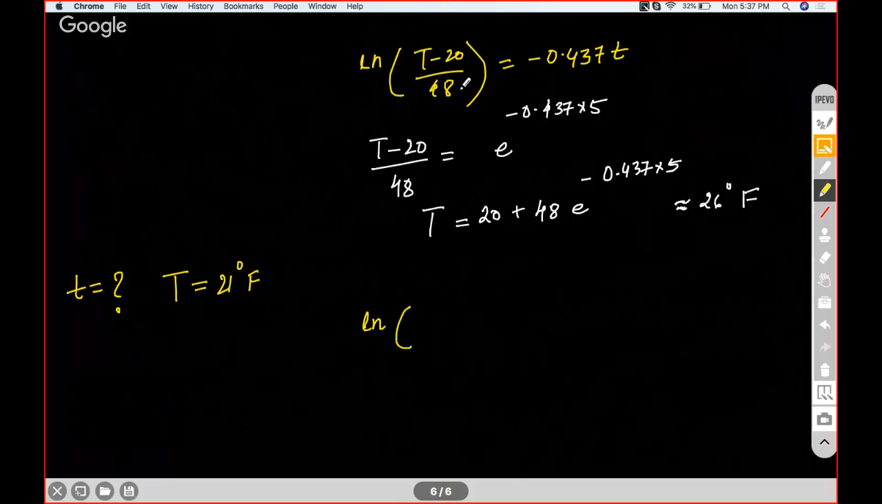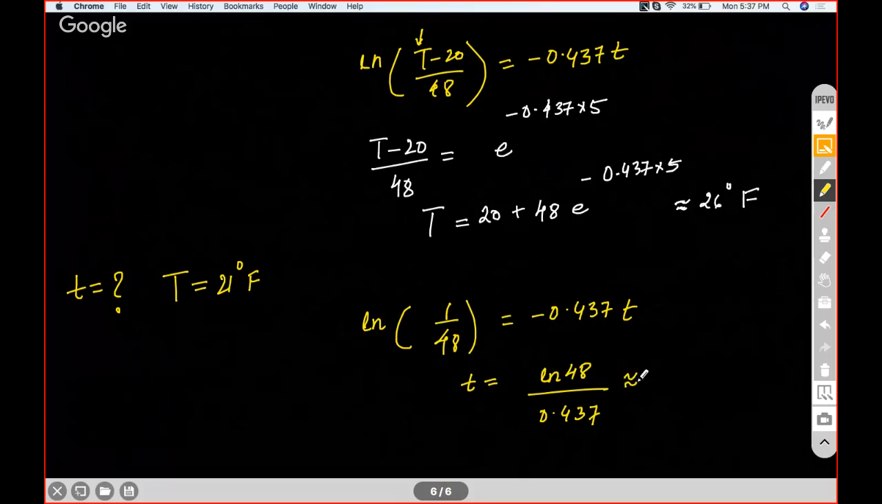So you can just put your t here at this point with 21, right? Yeah. So 1 by 48 will be equal to negative 0.437 into t. So your time would be, if I'm not wrong, ln 48 divided by 0.437. That's roughly 9 hours.